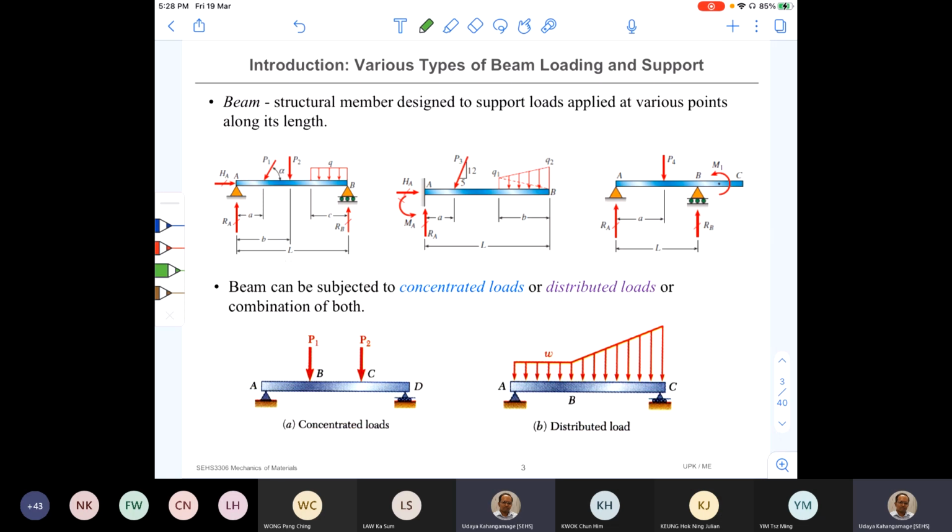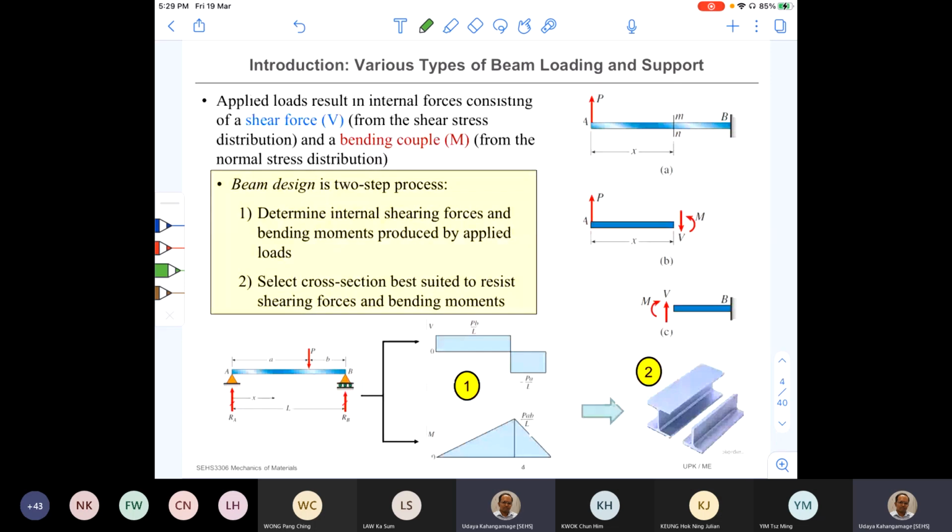And for the kinds of loads applied on a beam, there can be concentrated loads or distributed loads. So these are concentrated loads, right? And these are distributed loads. The distributed load can be uniformly distributed or non-uniformly distributed. Okay, so there are different kinds of distributions of loads as well.